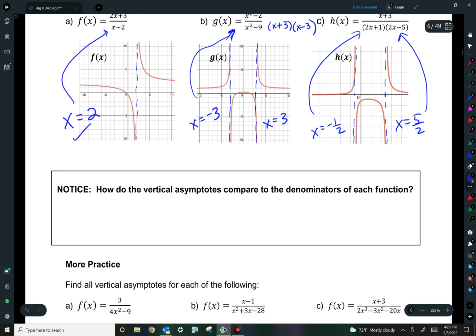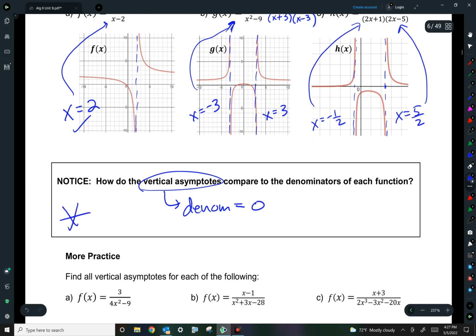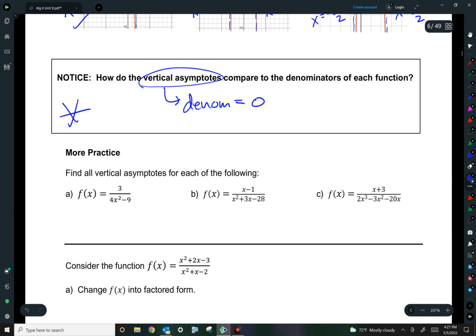All right. Boxes are important. So how do the vertical asymptotes compare to the denominators of each function? Well, remember we said vertical asymptotes are when the denominators equal 0. Big topic. If you get nothing else out of today, this is what you need to get. Okay, so if I want to find the vertical asymptotes, I don't need the graph. I just look at the denominator and see when it equals 0.